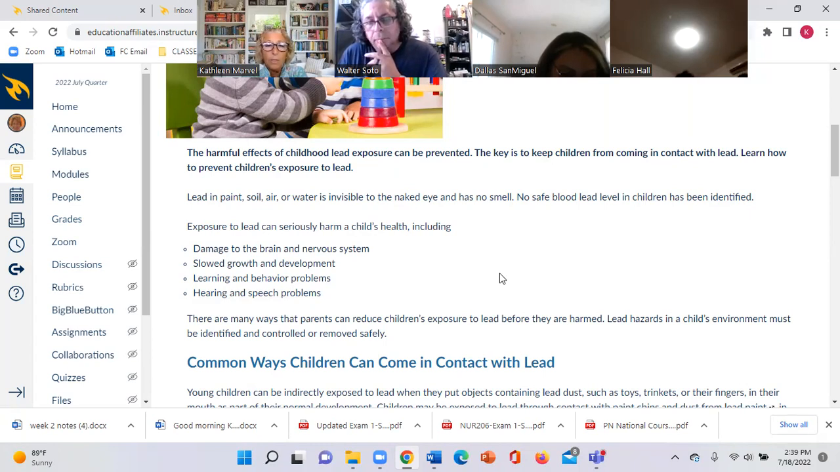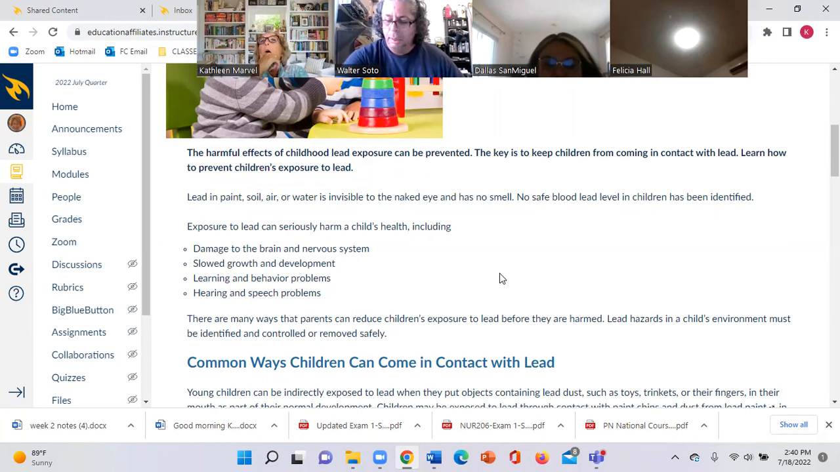What does serious harm mean? Examples include damage to the brain and nervous system, slowed growth and development, learning and behavior problems, and hearing and speech problems. There are many ways that parents can reduce children's exposure to lead before they are harmed. Lead hazards in a child's environment must be identified and controlled or removed safely.